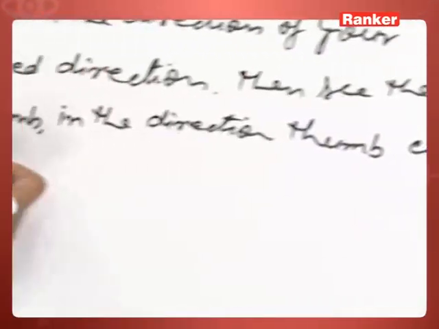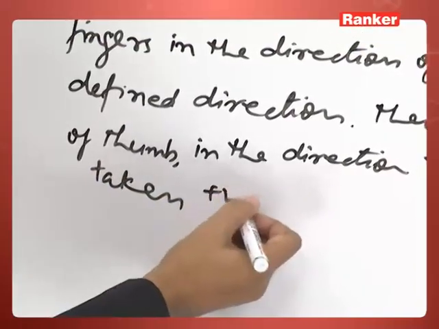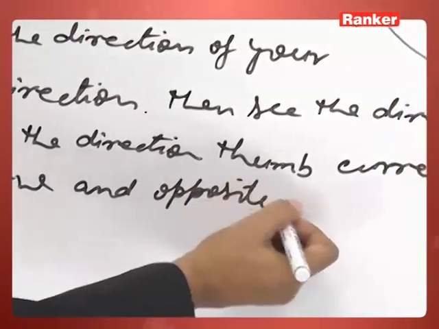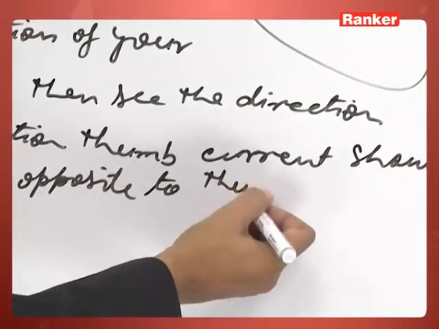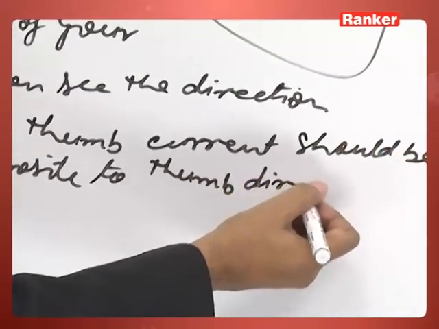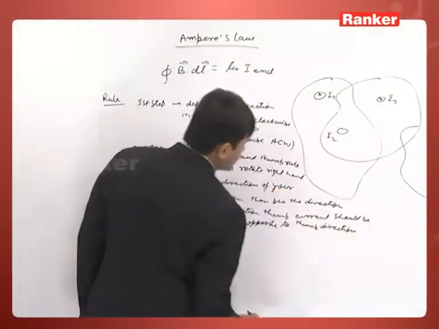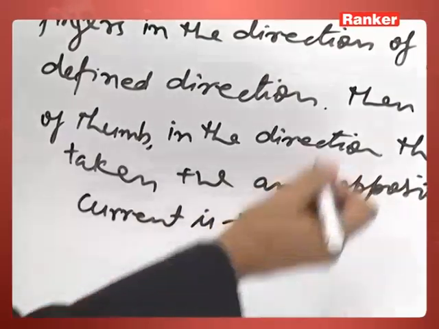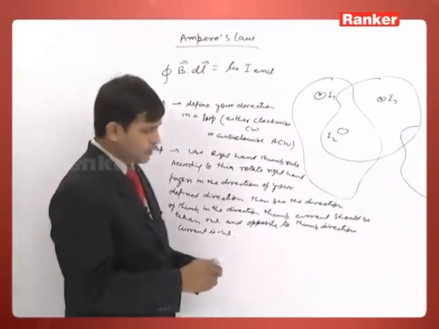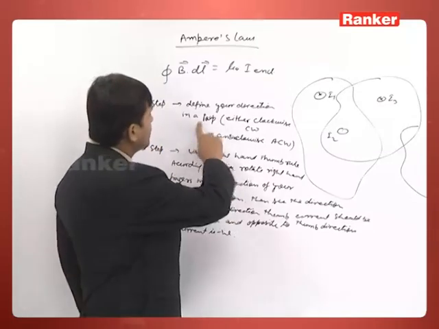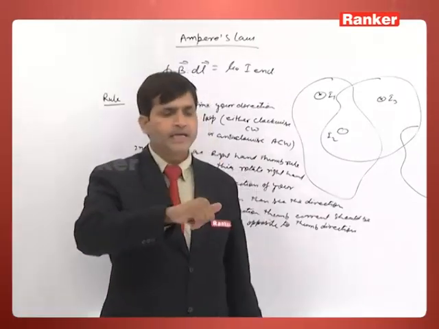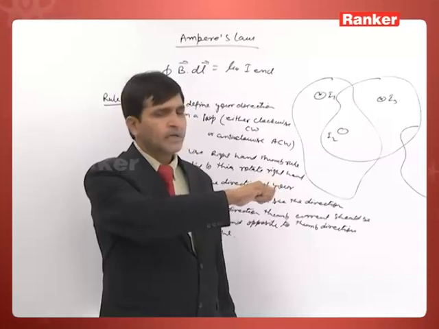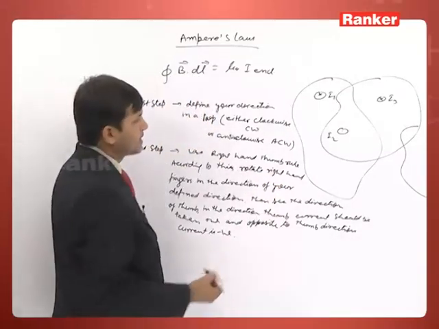Current should be taken as positive, and opposite to the thumb direction, current is negative. This is the rule. So once we have defined our direction, rotate the fingers in that direction, then see the thumb. In the direction of the thumb, current should be taken as positive, and opposite to that it is taken as negative.